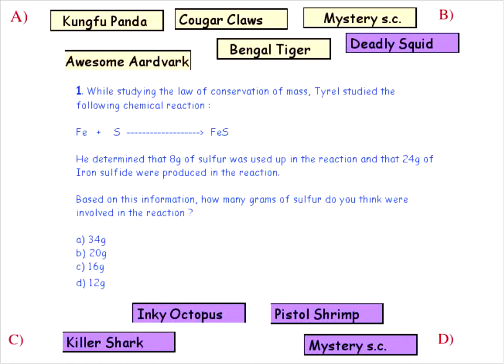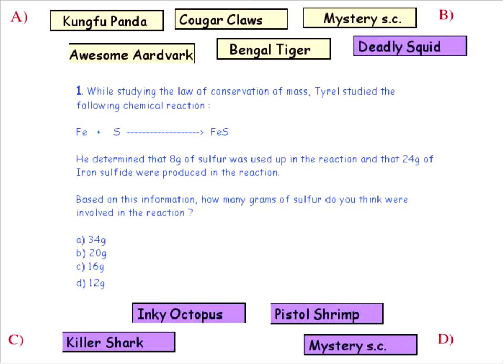I guess we don't have Kung Fu Panda here or Cougar Claws. They might join us later on. So anyways, if you guys could just move to where you think the answer should be. And I want to also explain there's a mistake here. It says how many grams of sulfur, and it should be how many grams of iron. Okay, so you guys can just read over the question. Maybe I'll just read it out loud as well.